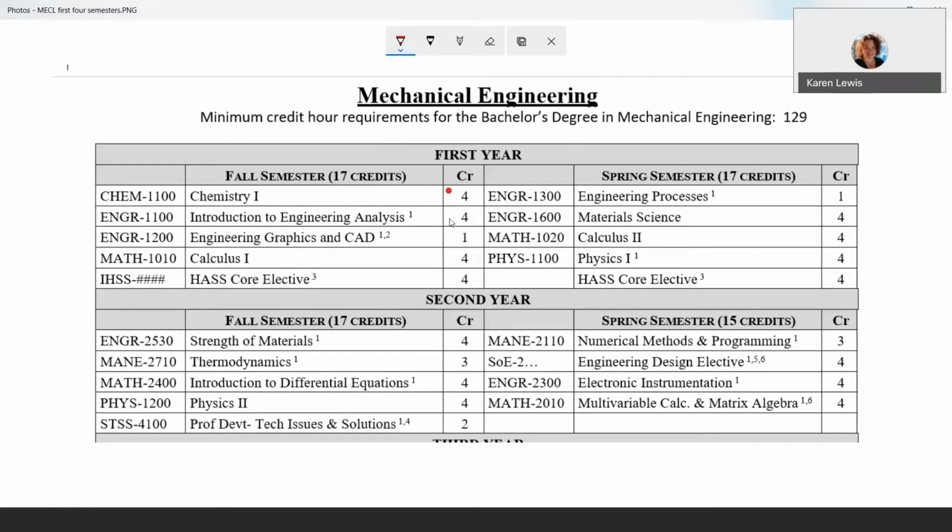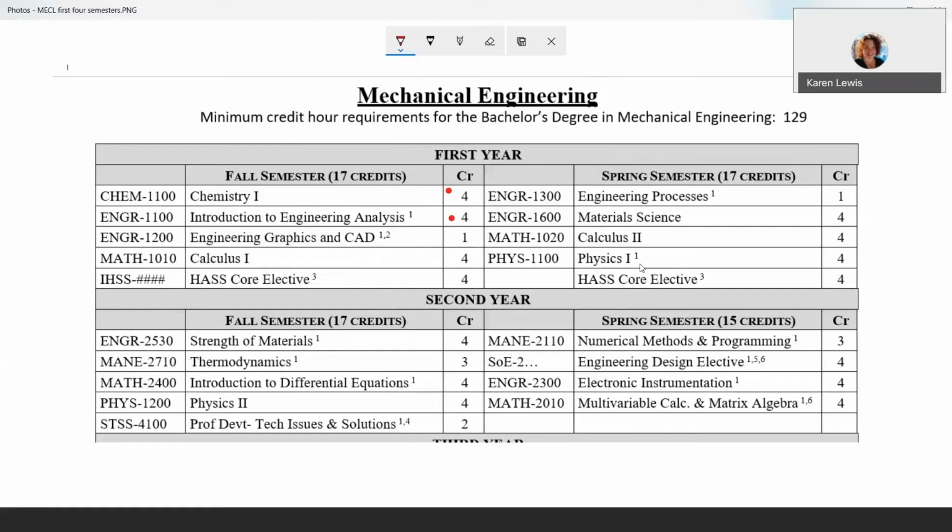Second, we have Introduction to Engineering Analysis, or IEA as students refer to it. This is the first engineering-specific course you will take at Rensselaer. And one thing to note about IEA is even though it's placed in the first semester, it is acceptable as a mechanical engineer to postpone this course until the spring. In fact, there's one specific situation where it would be preferred that you wait to take IEA.